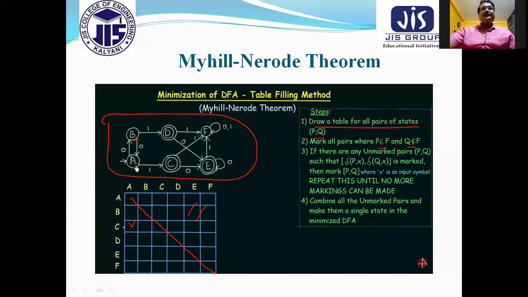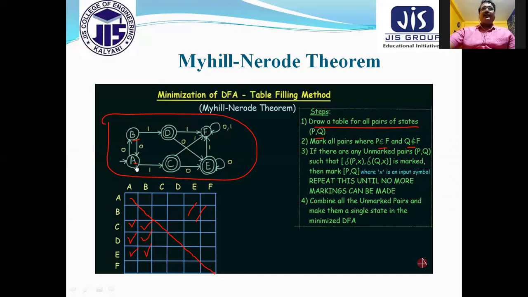Similarly, go for C and B. Tick is possible, because C is the final state and B is the non-final state. Similarly, D and A: D is final, A is non-final, tick is possible. D and B: final, non-final, possible. D and C: both are final states, so ticking is not possible, it will be a line. Now E and A: E is final, A is non-final, tick is possible. E and B: final, non-final, tick is possible. E and C: not possible, because both are final states.